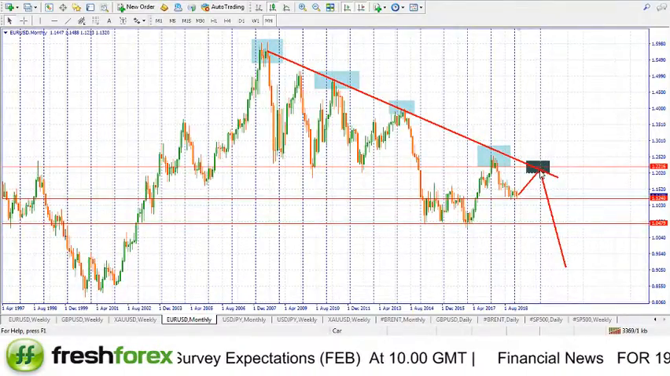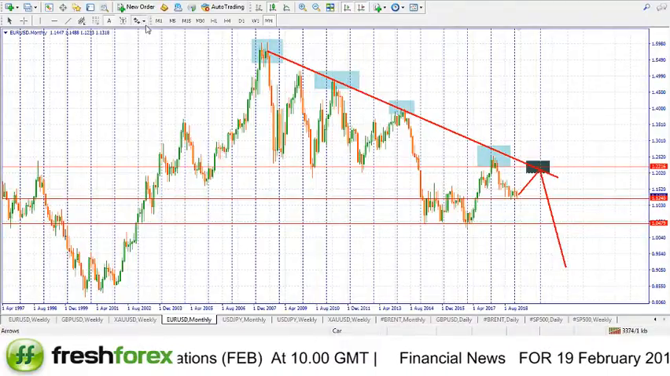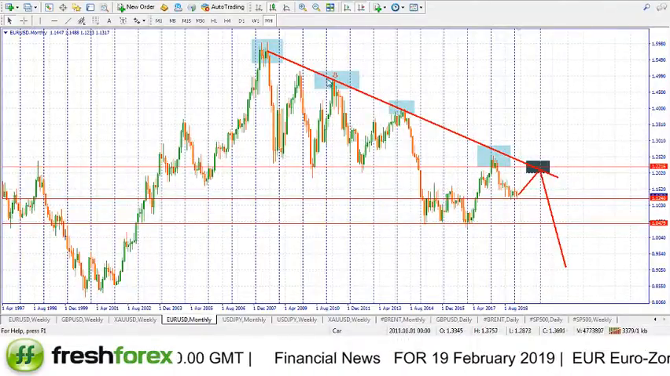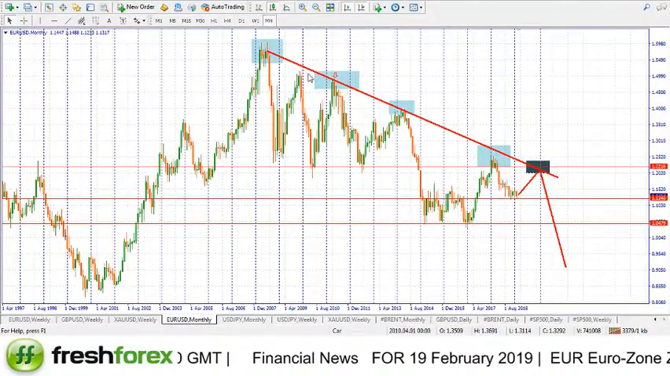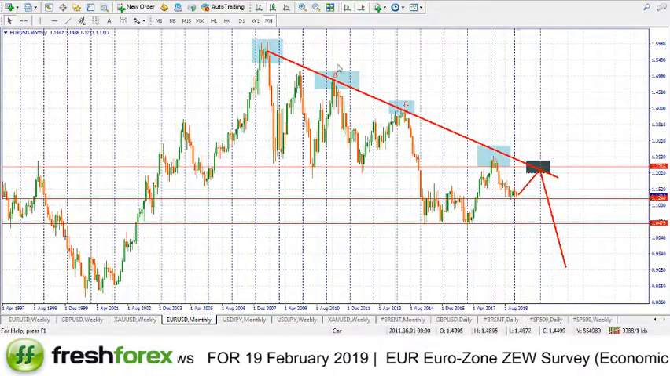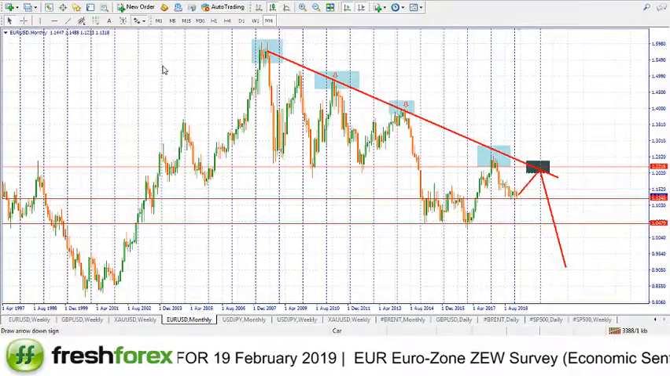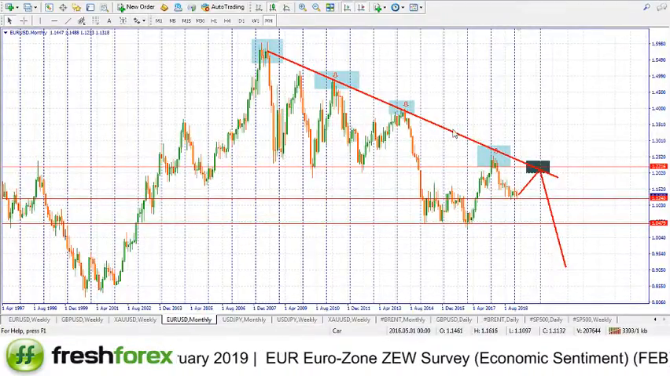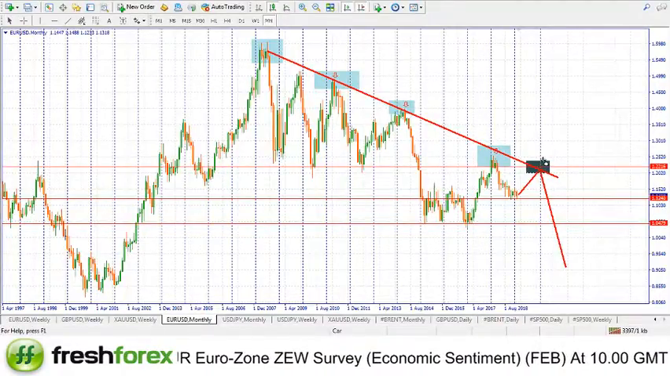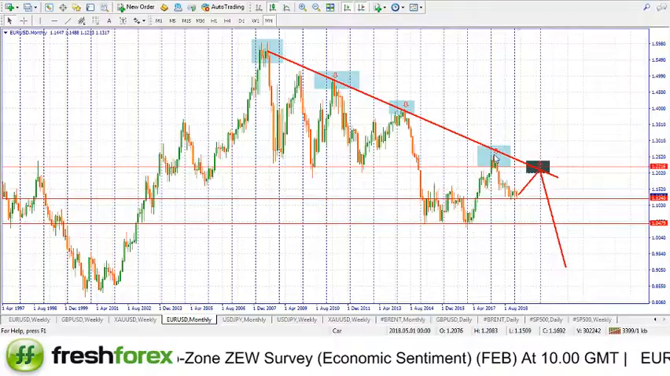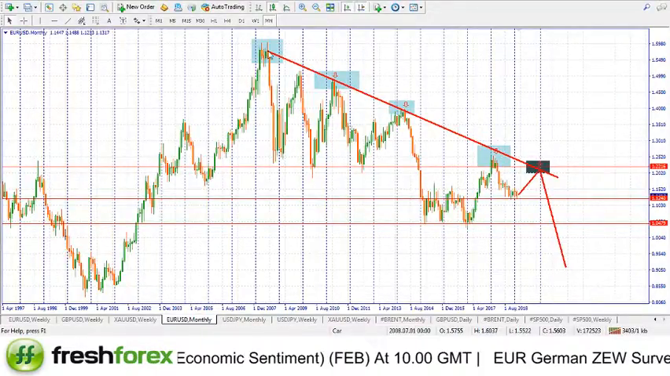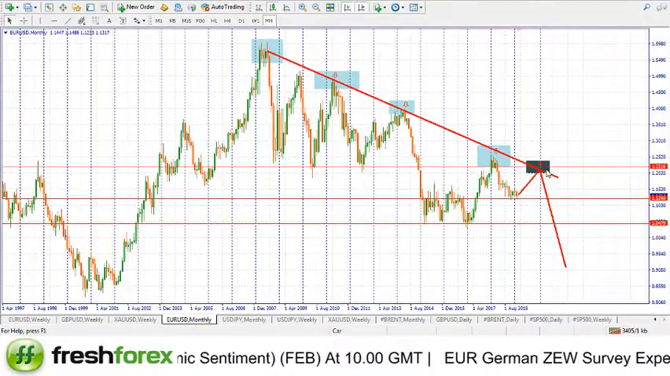So far we've been making lower lows, and we've been making lower highs. We have a high but lower than the previous one. There's also another high here which is lower than the previous one, and then we have the next high, which is this. It's lower than the previous one, and we expect the one to happen in the future, which should be here, to be lower than the previous. So far the overall trend here is downwards.